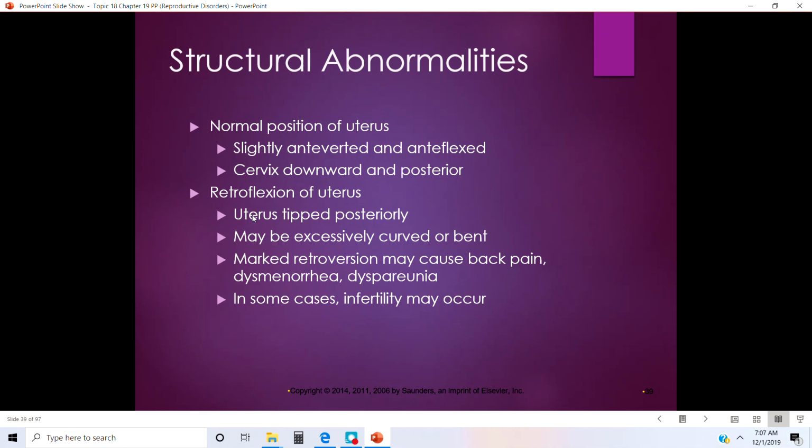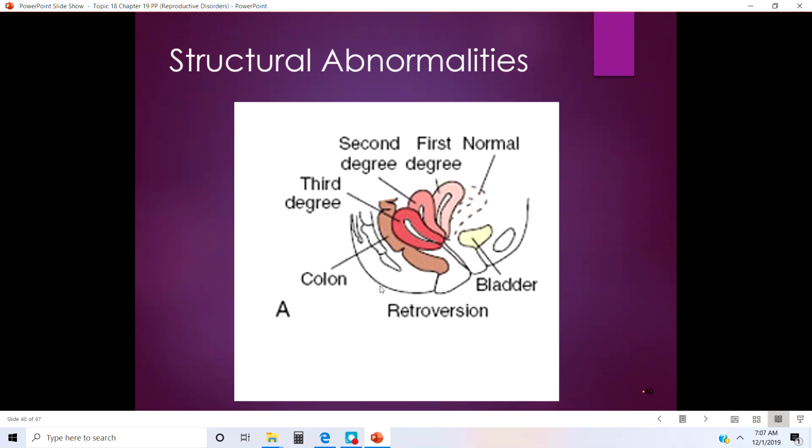So the first condition we want to look at is known as retroflexion. So instead of the uterus being tipped forward, in this case, it's going to be tipped backwards. So the uterus is tipped posteriorly. It may be excessively curved or bent also, so that's going to be variable. So that's the picture that we're looking at. They have a couple different degrees here. You can see from normal, it's slightly tipped backwards. Second degree, a little bit more, and then third degree, even more so, pushing up against the sigmoid colon over here.